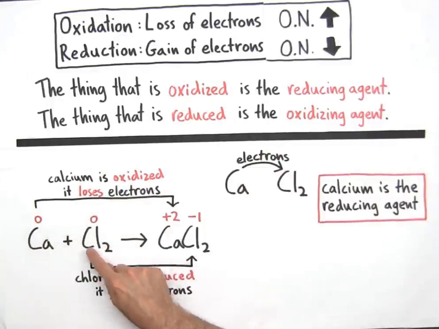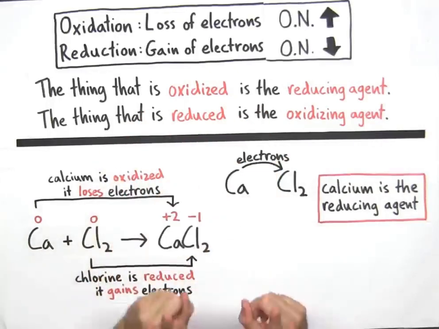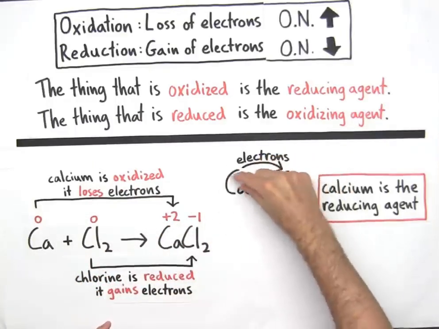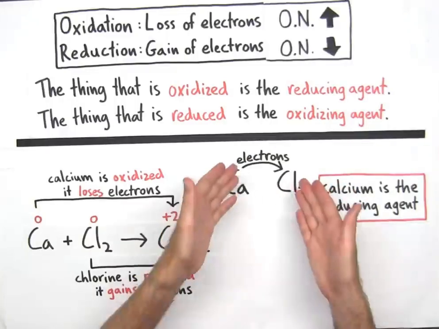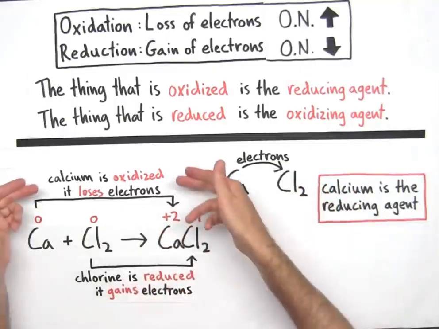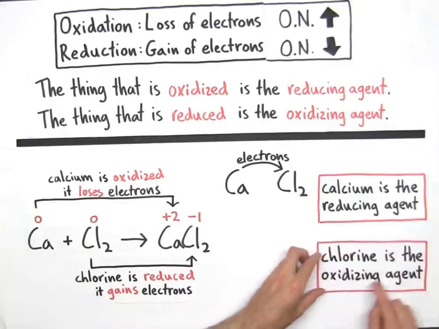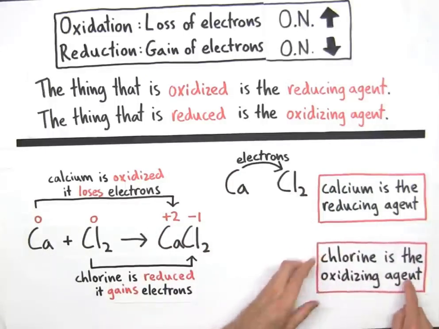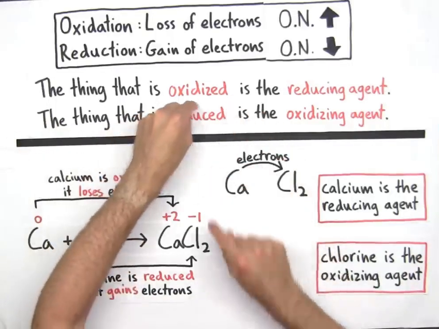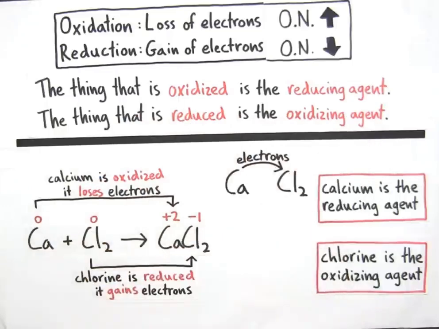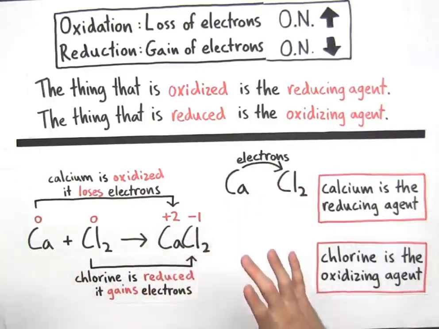And then over here, chlorine is being reduced. It gains electrons, but by doing that, it's taking electrons away from calcium, which is allowing calcium to lose those electrons. It's allowing calcium to become oxidized. So chlorine here is the oxidizing agent. We can also keep in mind that the thing that is reduced, chlorine, is the oxidizing agent.